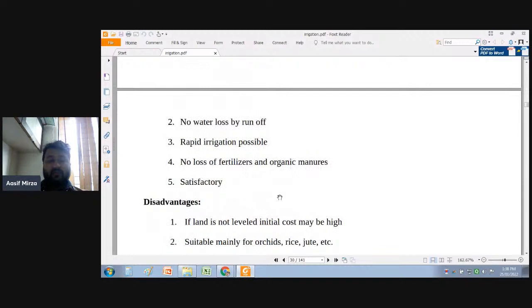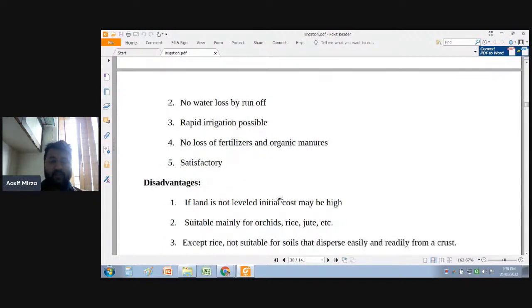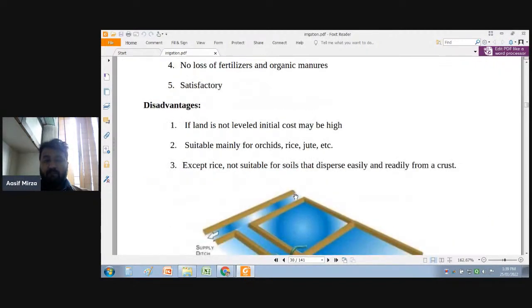Now, besides the advantages, this method also has some disadvantages. If the land is not level, the initial cost may be high. To make the land level, we have to use many equipment, manpower, and machine power, and ultimately the cost of leveling will increase. So the initial cost will increase if the land is not leveled. It is suitable mainly for orchards, rice, jute, etc.